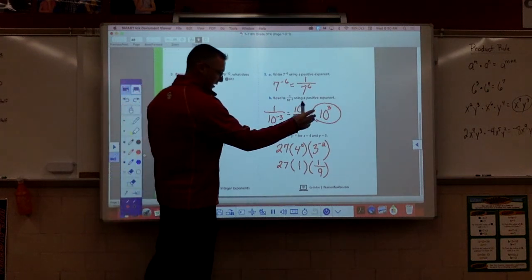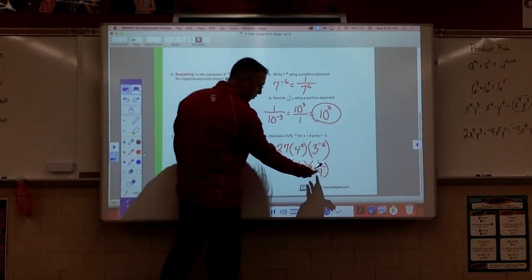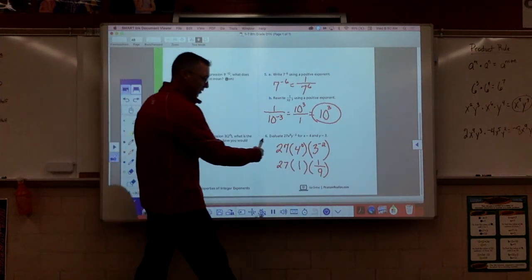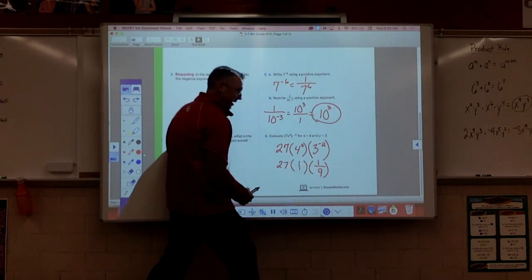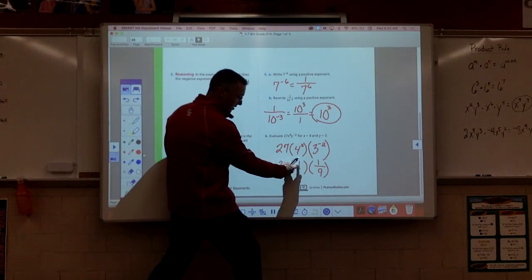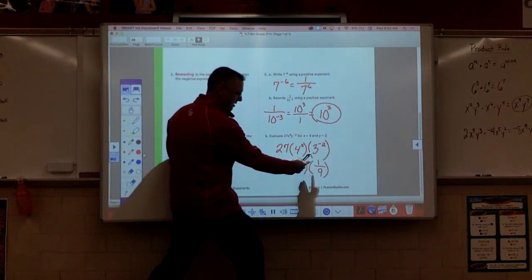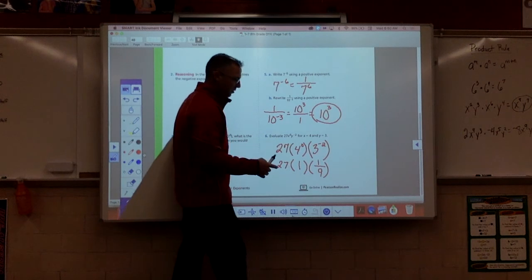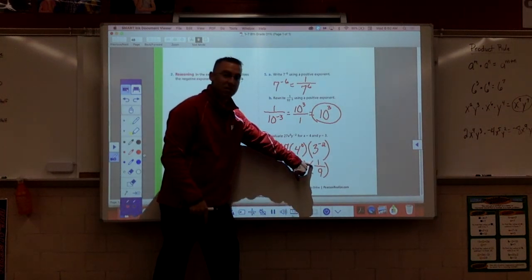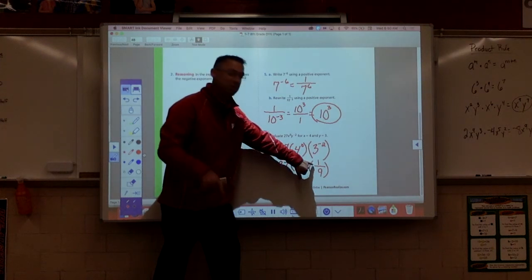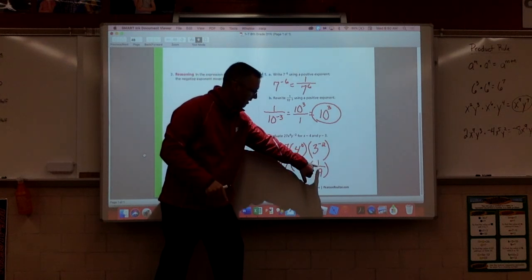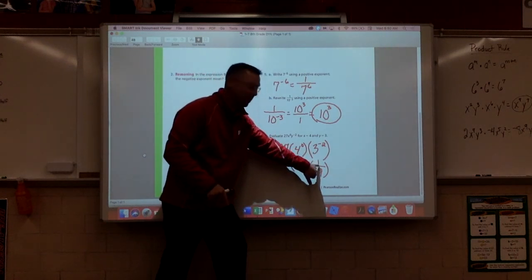Next step, multiply. Doesn't matter which order we multiply these numbers together because multiplication is commutative. If you want to start with multiplying the 1 times the 1 ninth, you can. 27 times 1 is 27, 27 times 1 ninth. Now, multiplying by what's called a fraction, a unit fraction. When you have a numerator of 1, this is basically representing dividing by 9.